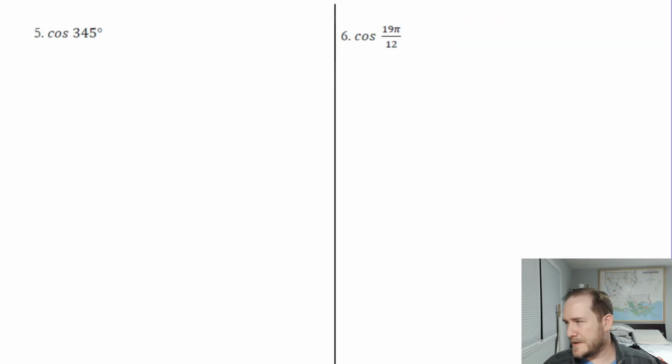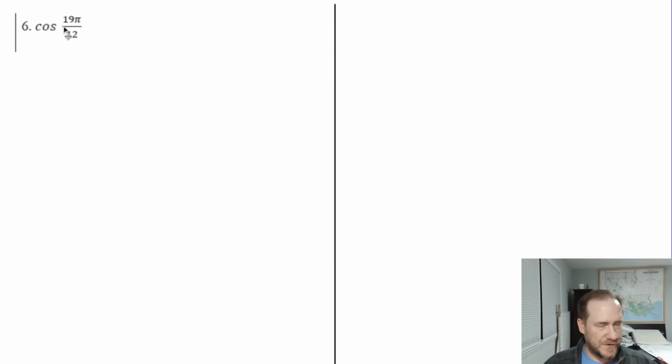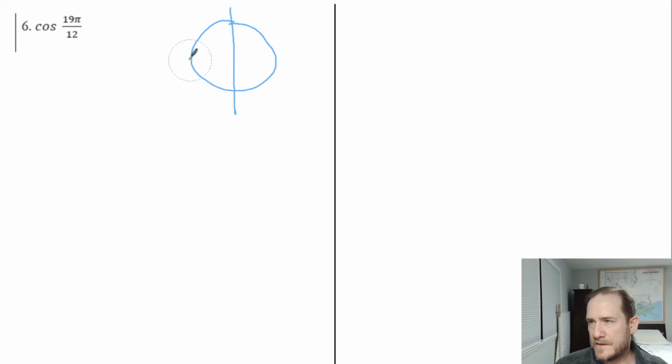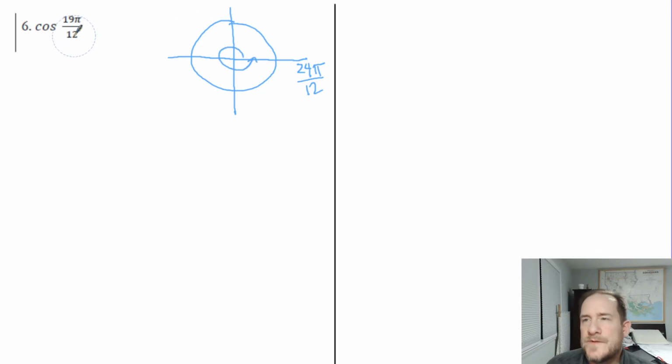Okay. I'll do the odds. I mean, I'll continue to do the evens. This one I'll actually do. So for this one, you can break it down, you can attack it directly, or you can say that 19 pi over 12, again remember this is 24 pi over 12, a full rotation is. So 19 pi over 12 has us pulling up 5 pi over 12 units short.